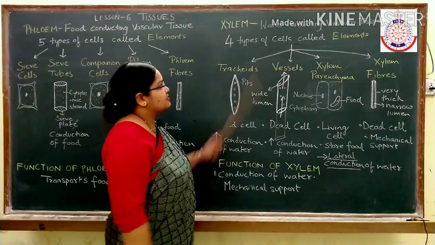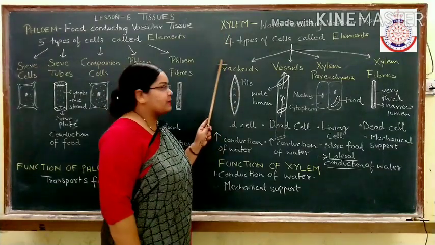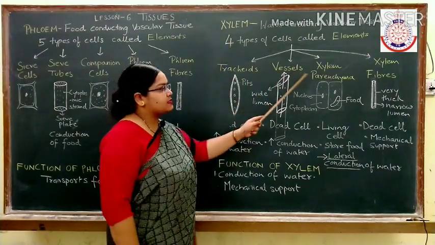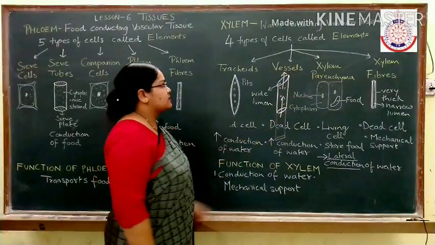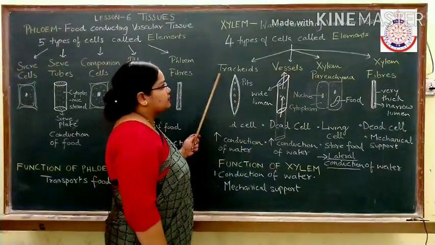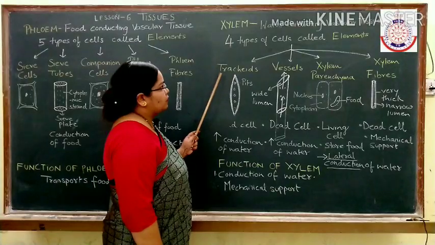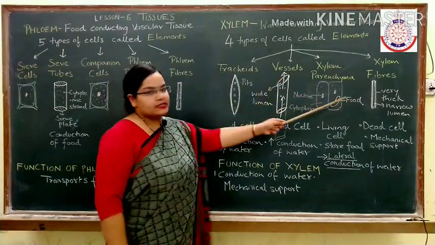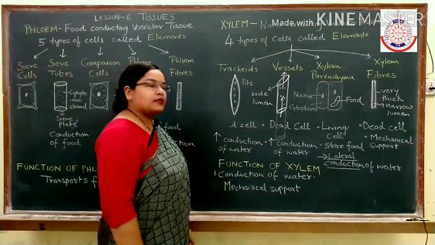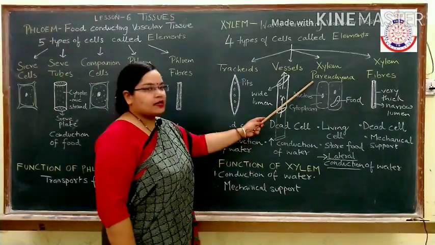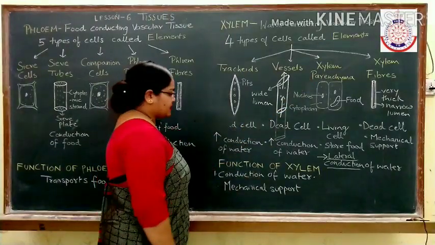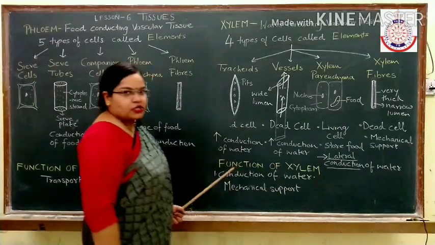Xylem, once again. Xylem is made up of 4 elements: tracheae, vessels, xylem parenchyma, and xylem fibers. Out of these 4, tracheae, vessels and xylem fibers are made up of dead cells, whereas xylem parenchyma is made up of living cells.